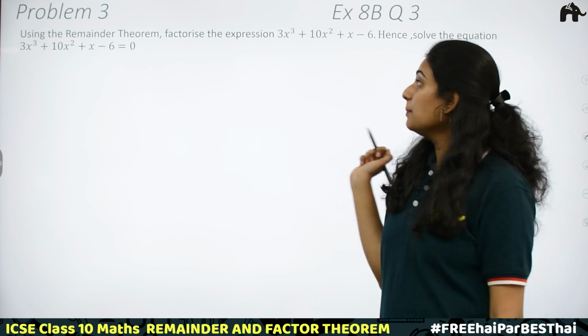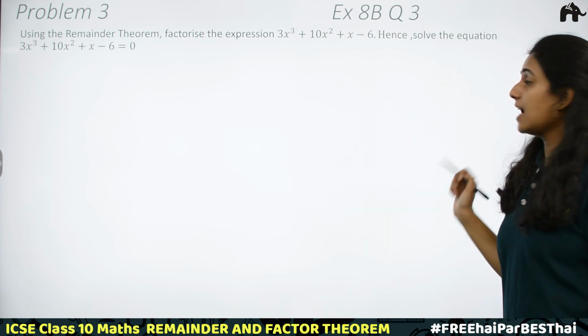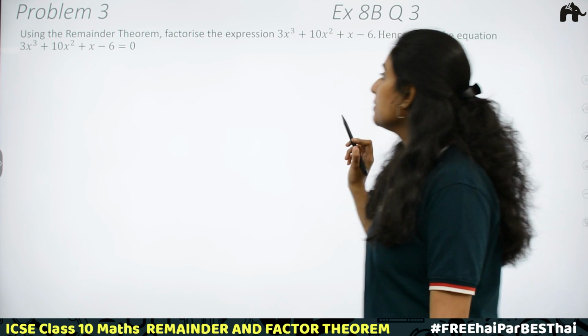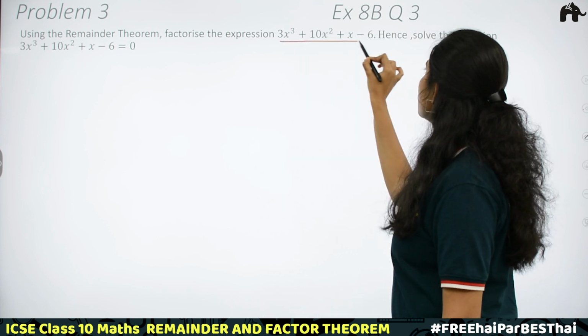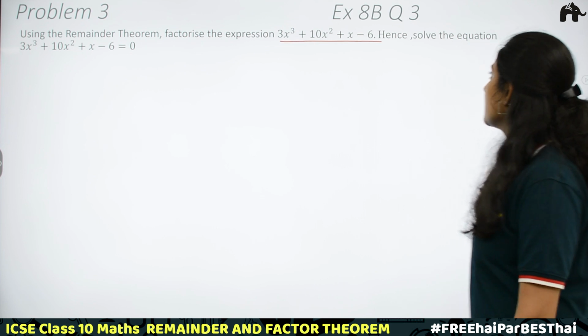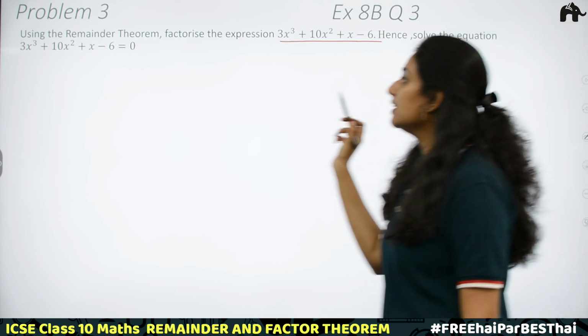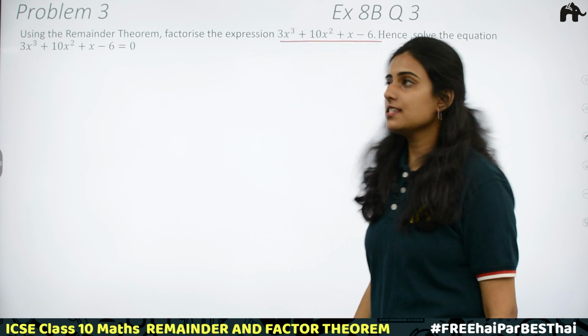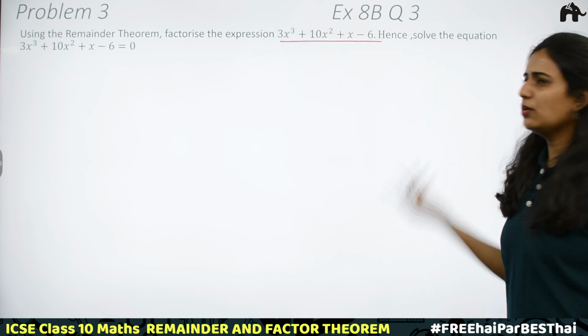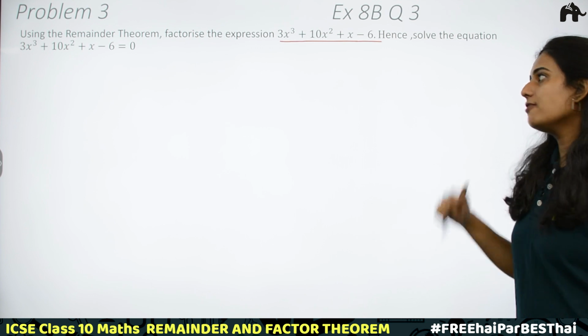Understood? Next, problem 3, question 3 of exercise 8b. Using the remainder theorem, factorize the expression 3x cube plus 10x square plus x minus 6. Hence, solve the equation 3x cube plus 10x square plus x minus 6 is equal to 0. Solve the equation means we have to find the value of x.